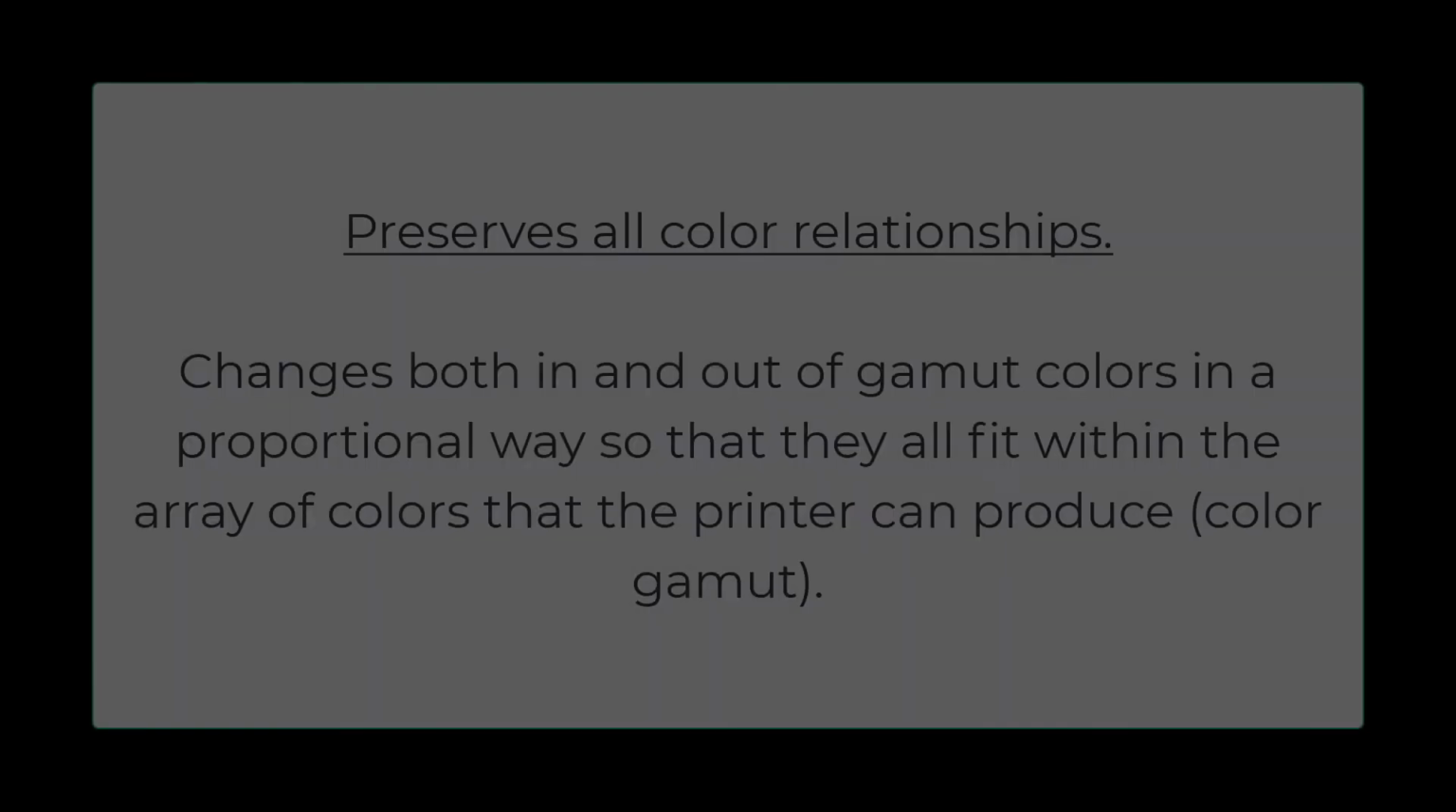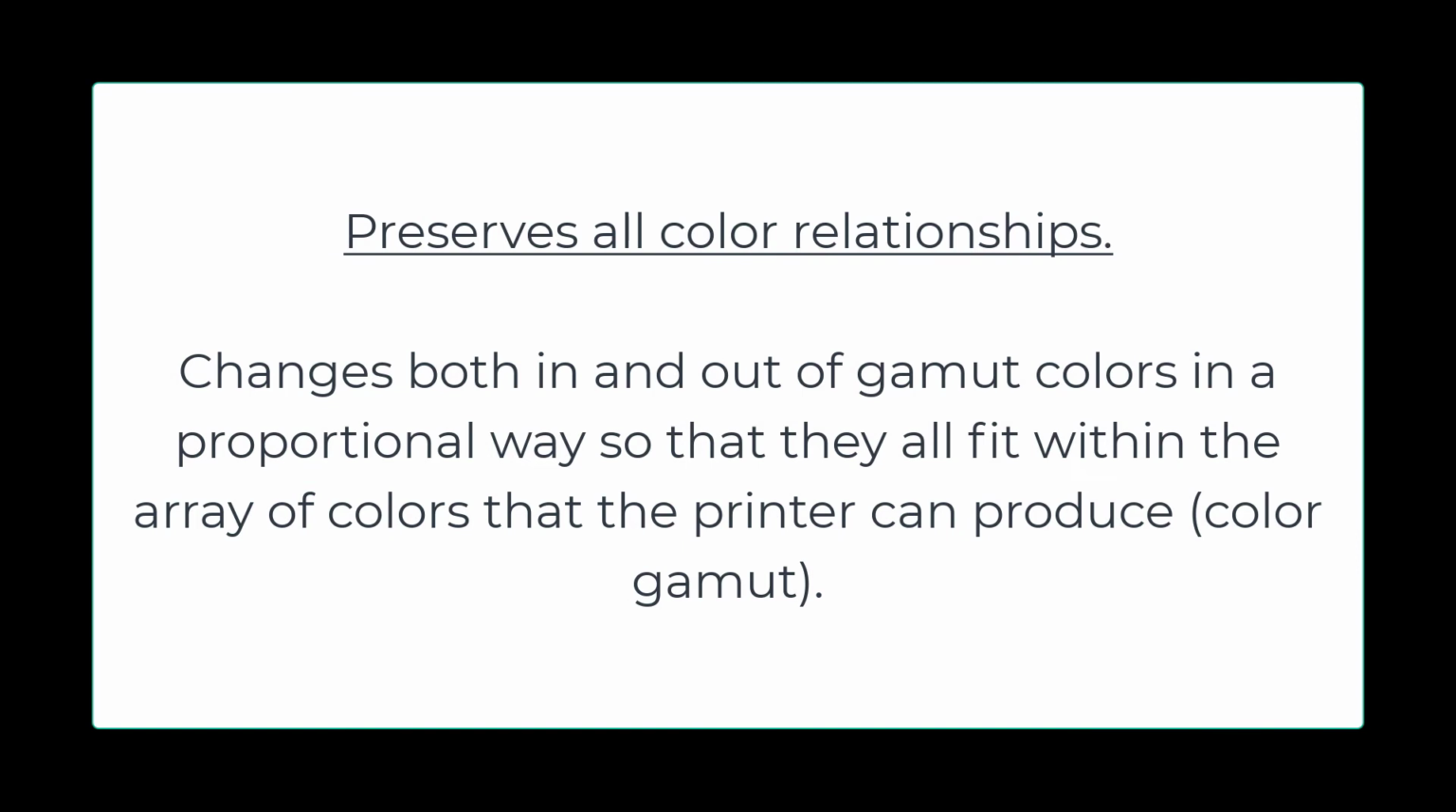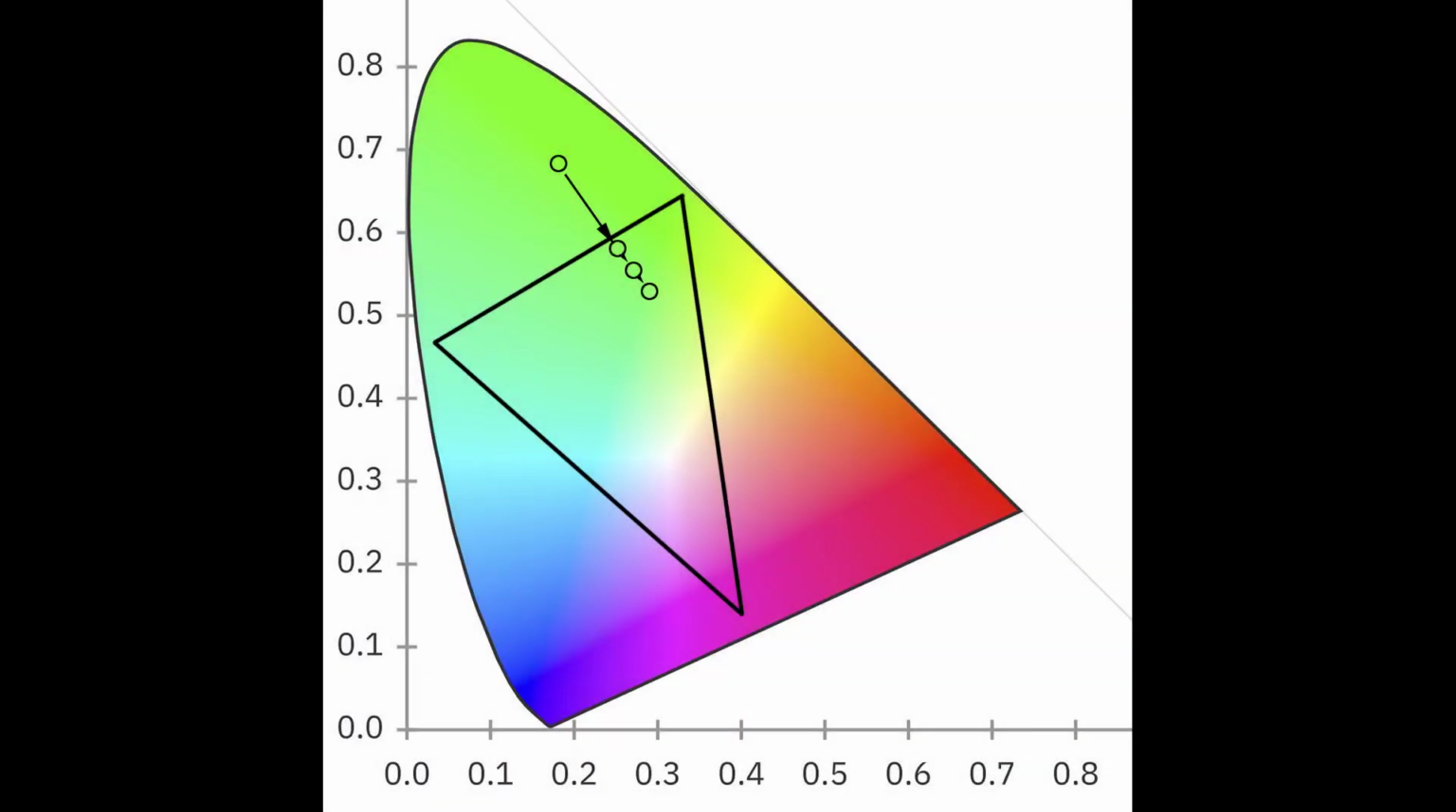So how is the perceptual rendering intent different? The perceptual rendering intent preserves the color relationships of all colors, both in and out of gamut, by changing all of them in a proportional way so that they'll fit into the triangles of colors that the printer is able to make. Let's see how it does that by going back to the chart with the out-of-gamut green. Just like the relative colorimetric rendering intent did, the printer simply takes that very saturated green and prints it as saturated as it's able to.